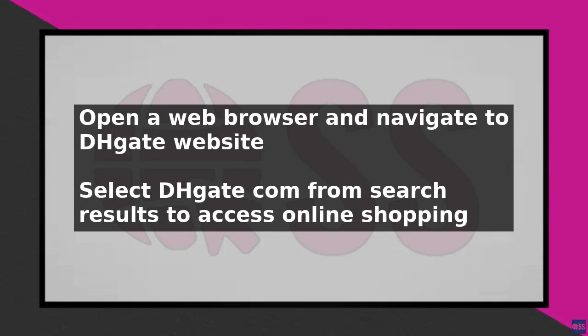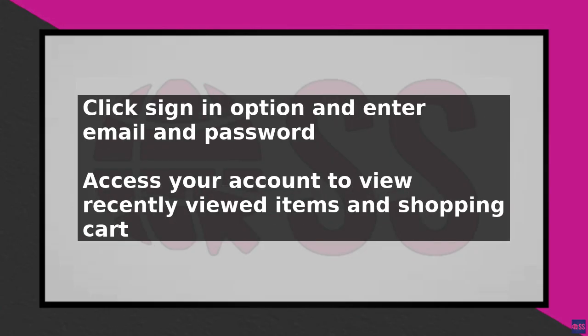To pay with Cash App on DHgate, start by opening a web browser and typing in DHgate. From the search results, select DHgate.com, which is a website for online shopping from China suppliers. Once on the site, click the Sign In option and enter your email and password to access your account. You'll then see your recently viewed items, favorites, and shopping cart.